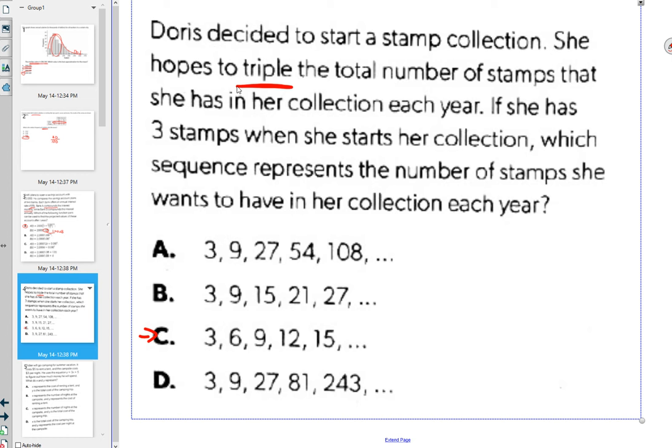This one is adding 6. The other one down here, times 3, times 3, times 3. Oh, wow. So A and D are close, because 3 times 3 is 9, 9 times 3 is 27. But then after the 27, what's 27 times 3? Yeah, 81. So it has to be D.